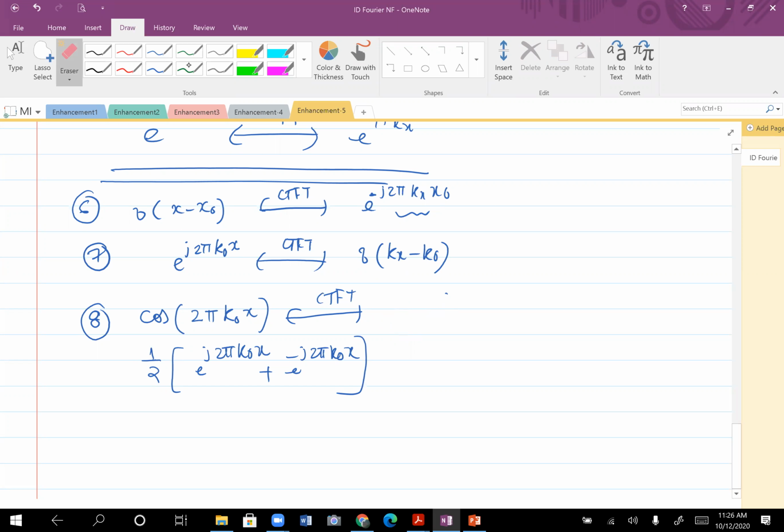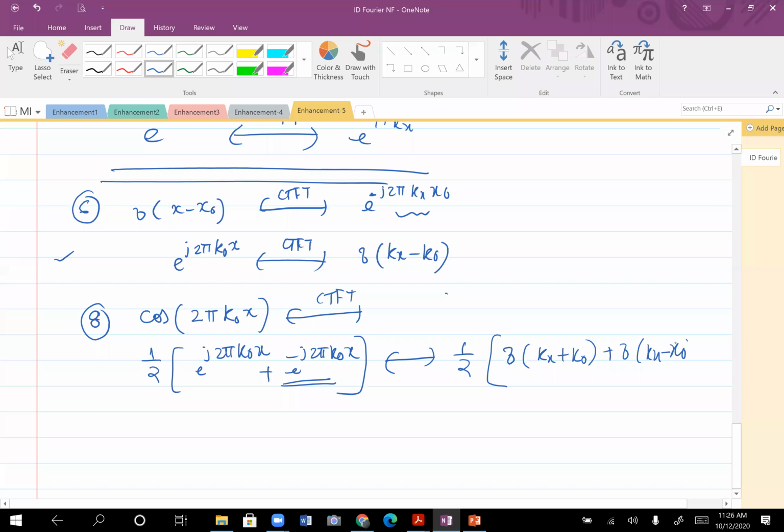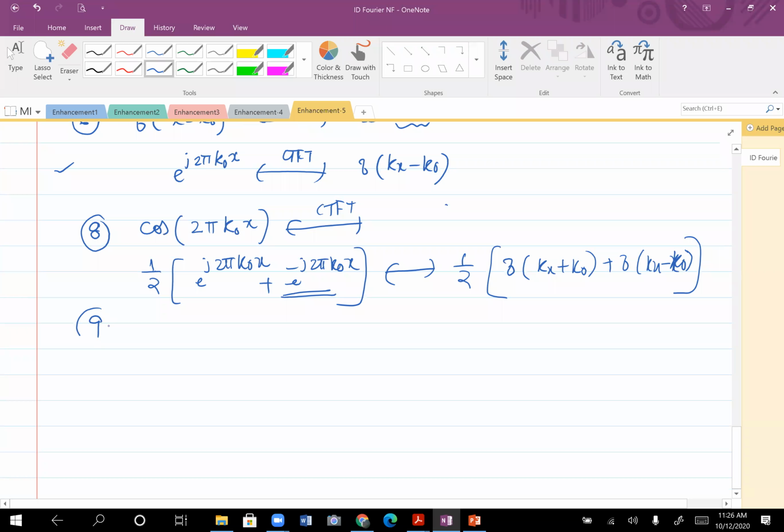So now that would result in this: the 1 by 2 would remain the same. For e power j 2 pi k naught x, you would make use of this property. So the CTFT is 1 by 2 times delta of kx plus k naught, plus delta of kx minus k naught. Is it not?